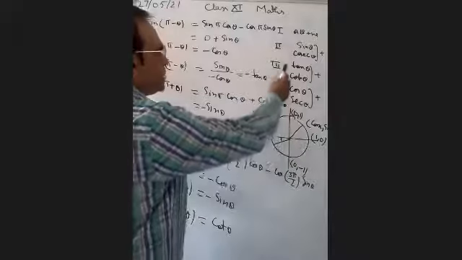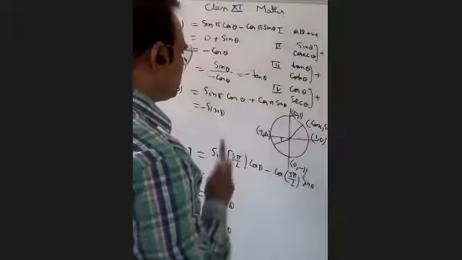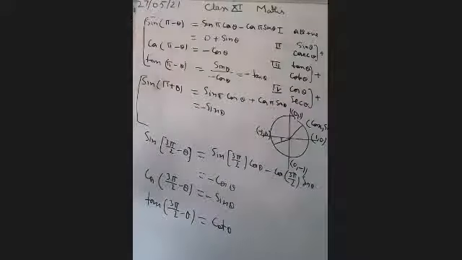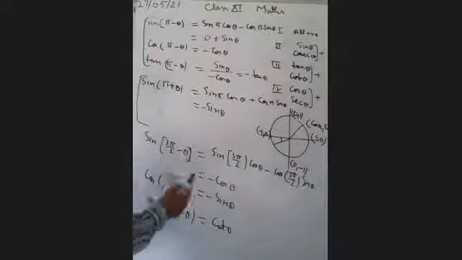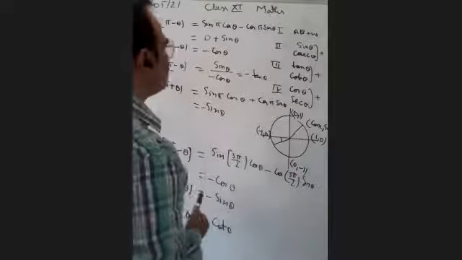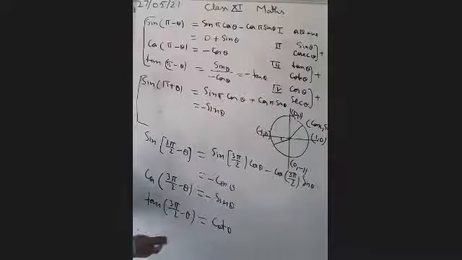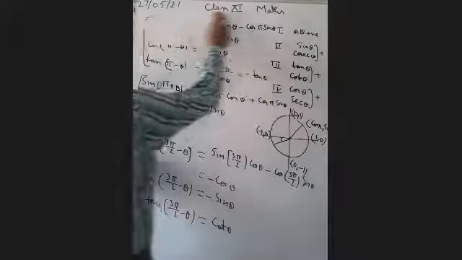You have to remember in which quadrant which function will be positive, and you have to remember whether it is an odd multiple or an even multiple. In an odd multiple, we are getting the co-function, but in an even multiple, we are getting the same function. Just I am taking 360 minus theta also, 270 to 370.